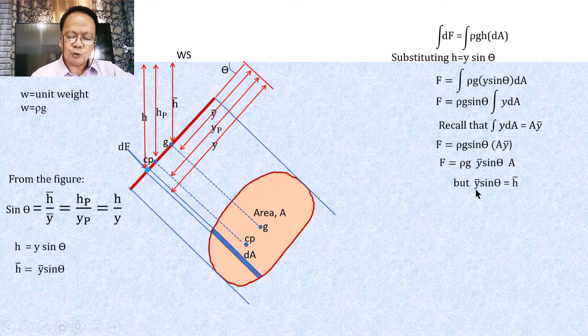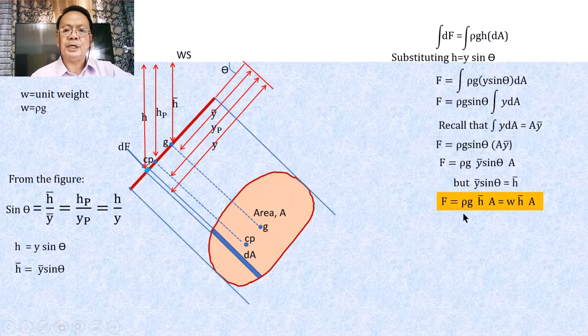Therefore, if this bar y sine of theta, which is equal to bar h, will be substituted here, our equation becomes rho g times bar h times A, or simply this becomes equal to w times bar h times A. And this gives us the magnitude of the hydrostatic force exerted by the liquid upon the surface when the surface is submerged or immersed in it.